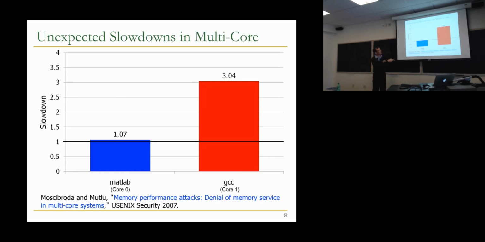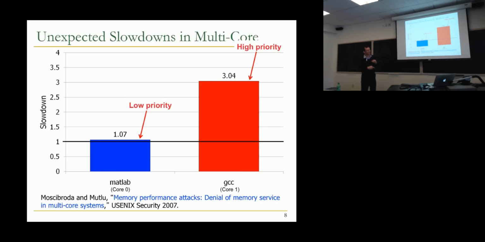MATLAB slowed down by only 7% here. 1 means it's the same performance as if it were running alone on the same system. And GCC slowed down by more than 3x. This is odd, right? The applications slow down very differently when they're running together compared to when they're running alone on the same system, on a two-core machine.